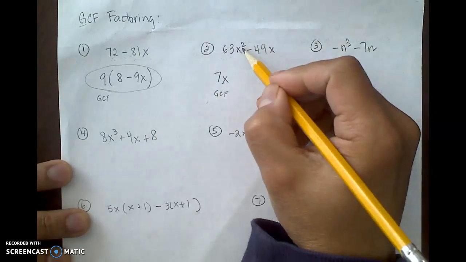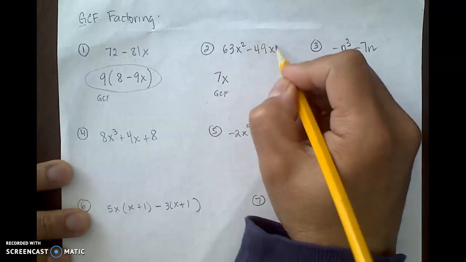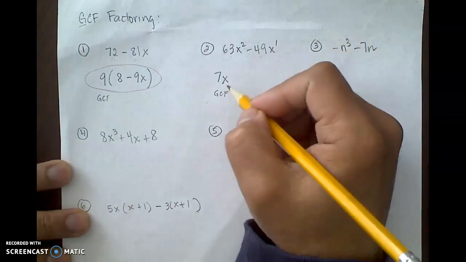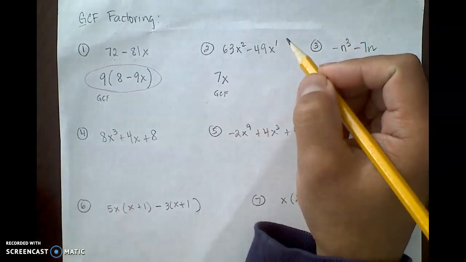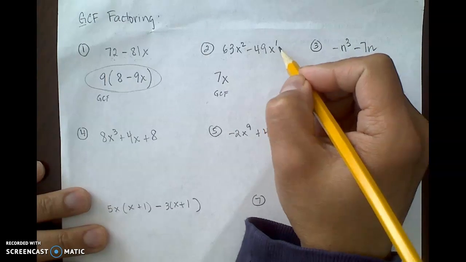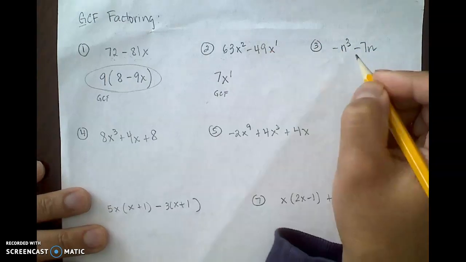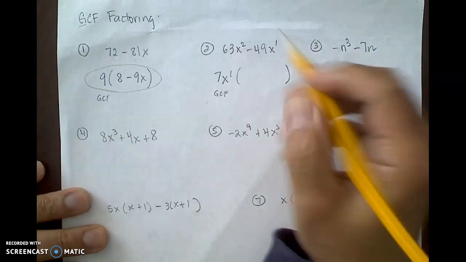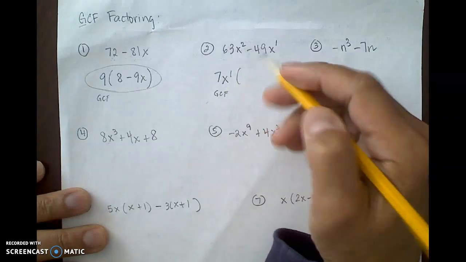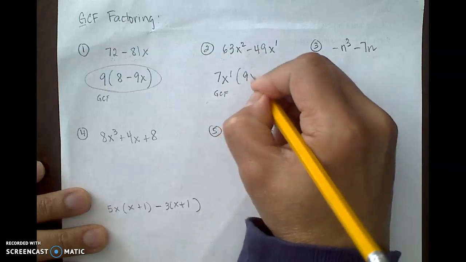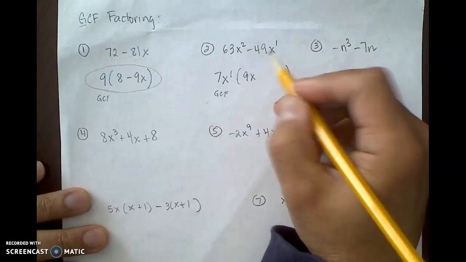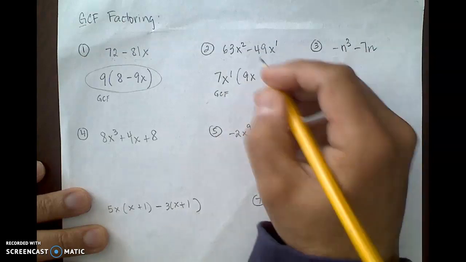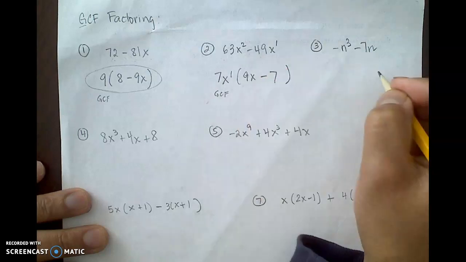Now, this one has an x squared, so it has a 2 for an exponent. This one has a 1 as an exponent. So when it comes to exponents for your variables in your GCF, it's always going to match the lowest one. So that would be x to the first. Okay, so there's our GCF. Now we're going to do a little division. 63x squared divided by 7x is 9x. Negative 49x to the first divided by 7x to the first is negative 7.